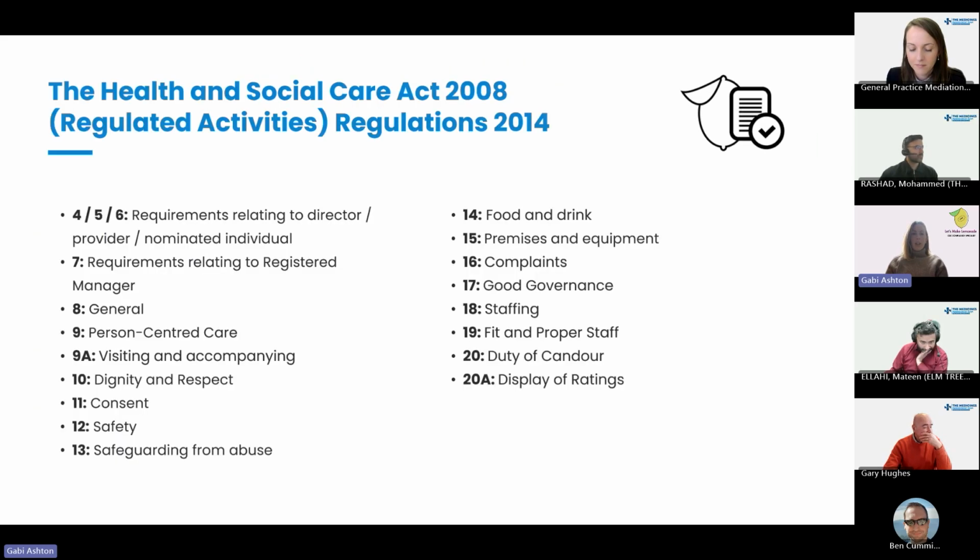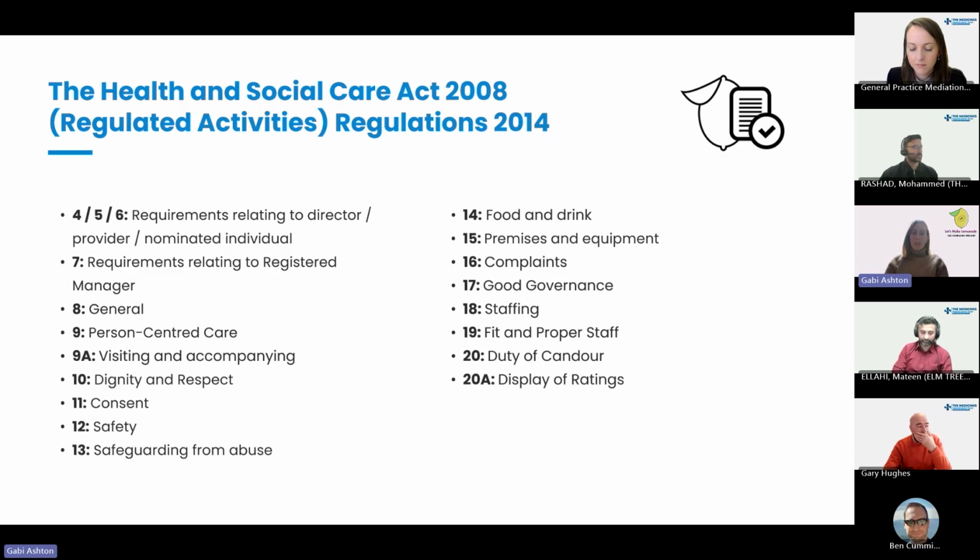The Health and Social Care Act 2008, otherwise what I call the fundamental standards, we've recorded here. When we look at the legislation, it does start from 1, but essentially we're only really focusing from 4 down to 20A. So 4, 5 and 6 look at the legal requirements in relation to the different roles, specifically directors, providers or nominated individuals that we have just spoken about. Then looking at the requirements related to registered manager, which is number 7.